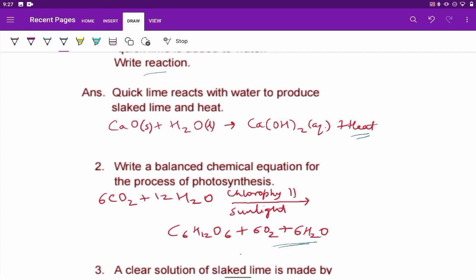6CO2 plus 12H2O in the presence of chlorophyll and sunlight produces C6H12O6 plus 6O2 oxygen plus 6H2O. It's a balanced equation.